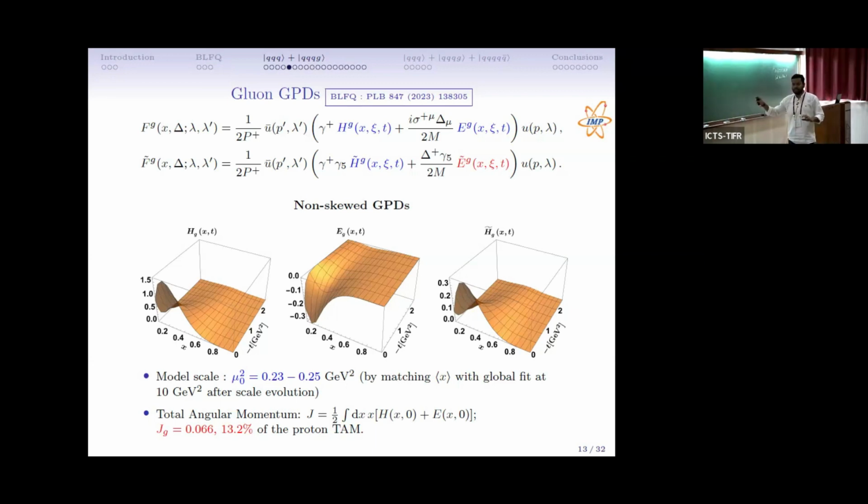Since we have all these GPDs, now there is a possibility to calculate the total angular momentum of the gluon. From the sum rule, we can calculate this, and we found this result, 13.2% total angular momentum of the proton.